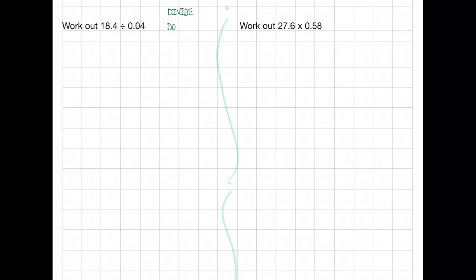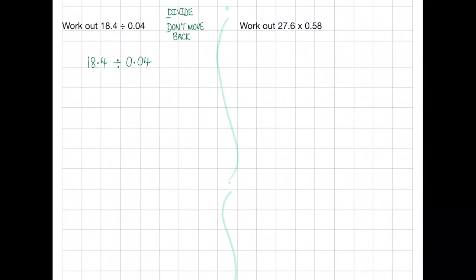Now the trick with this means don't move back. So dark green, divide, don't move back. If you're like, what is going on? Don't worry, it will all make sense in a moment. So the first objective is to take my 18.4, write it out divided by 0.04, and I need to turn them both into integers. Now integers are whole numbers, so both of them need to turn into integers.